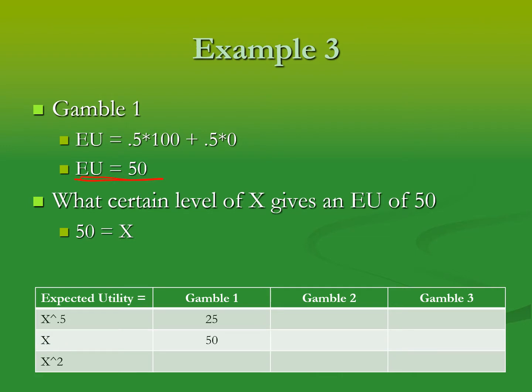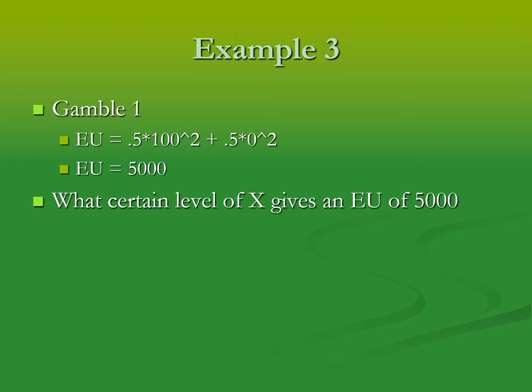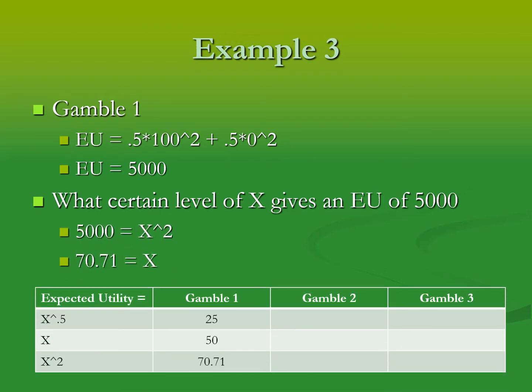And now let's do one last one here. Let's do gamble 1, and look at it with the x squared utility function. Again, you simply find the expected utility. In this case, it'll be 5,000. Then to get the certainty equivalent, you take that expected utility and plug it back into the equation. So you say, the utility has to be 5,000. We don't know what x is. We do know what the utility function is: whatever x is, squared.